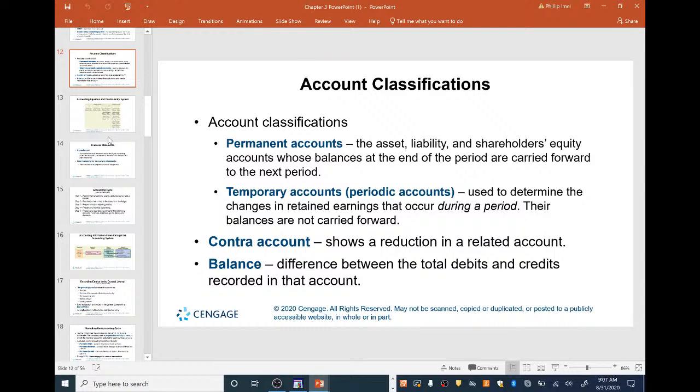Which makes sense because we're accounting for those. That's our point in time. The balance sheet is a measure of the actual financial position at a point in time. So those are going to be affected from period to period, but that's the position at a point in time.